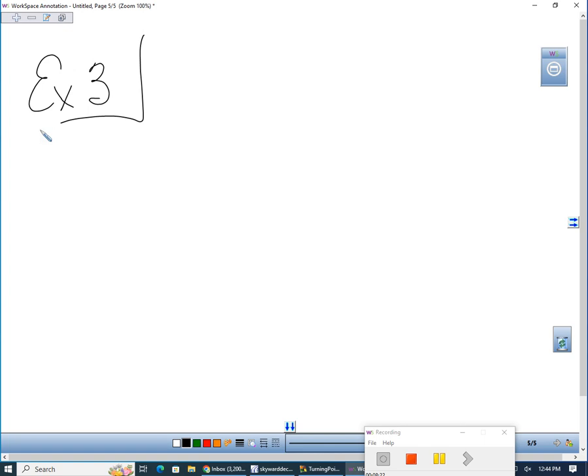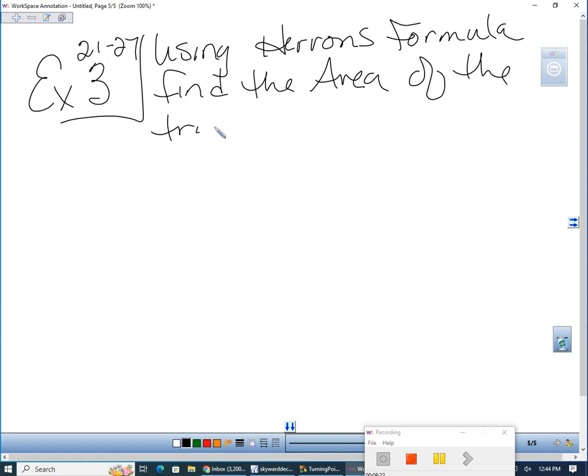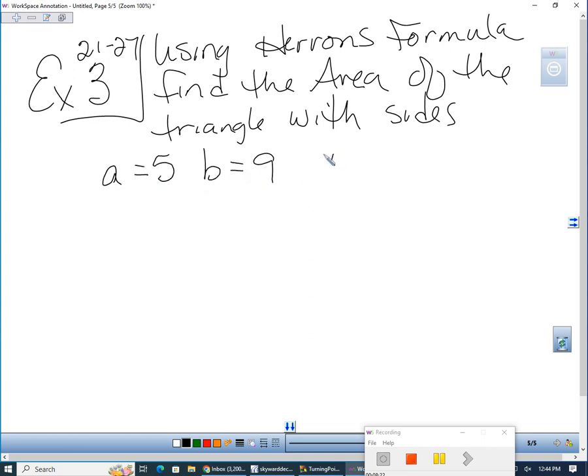Example 3 is going to take the 21 through 27, the rest of it. Using Heron's formula, find the area of the triangle with sides. Let's go A equals 5, B equals 9, and C equals 7.